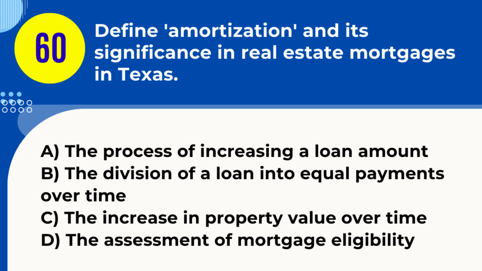Question 60. Define amortization and its significance in real estate mortgages in Texas. A. The process of increasing a loan amount. B. The division of a loan into equal payments over time. C. The increase in property value over time. D. The assessment of mortgage eligibility. Answer. B. The division of a loan into equal payments over time. Explanation. Amortization in real estate mortgages refers to the process of dividing the loan into regular, typically monthly, payments that cover both the principal and interest over a set period until the loan is fully paid off.